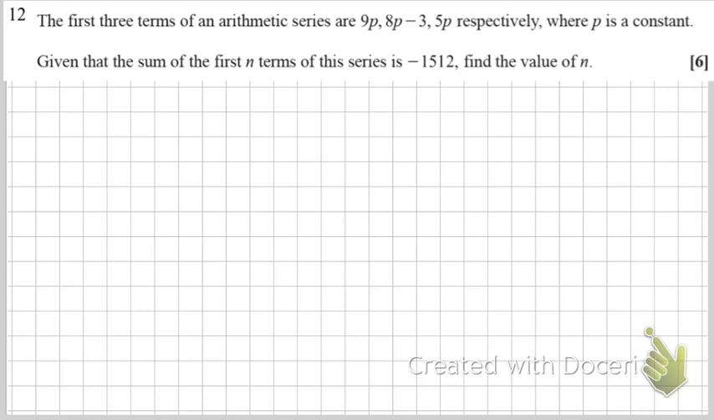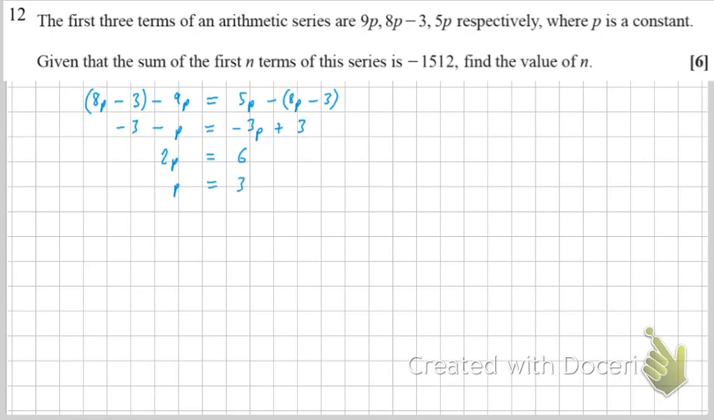You need to look at questions like this and think, what can I do with the information at the beginning? The first 3 terms are these. And what do we know about arithmetic series? Well, they have a common difference. So the difference between 8p minus 3 and 9p must be the same as the difference between 5p and 8p minus 3. So solve that, and we get p is 3.